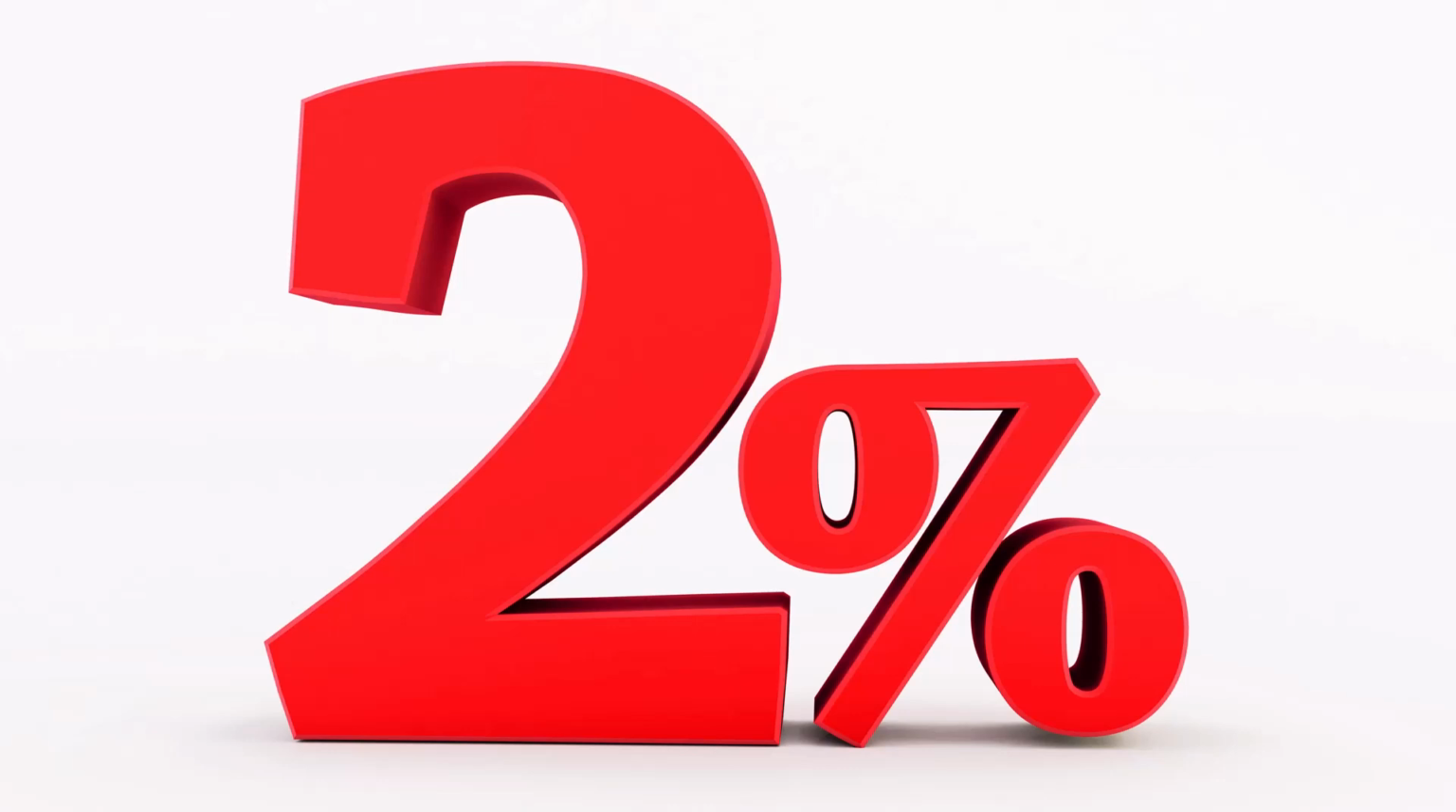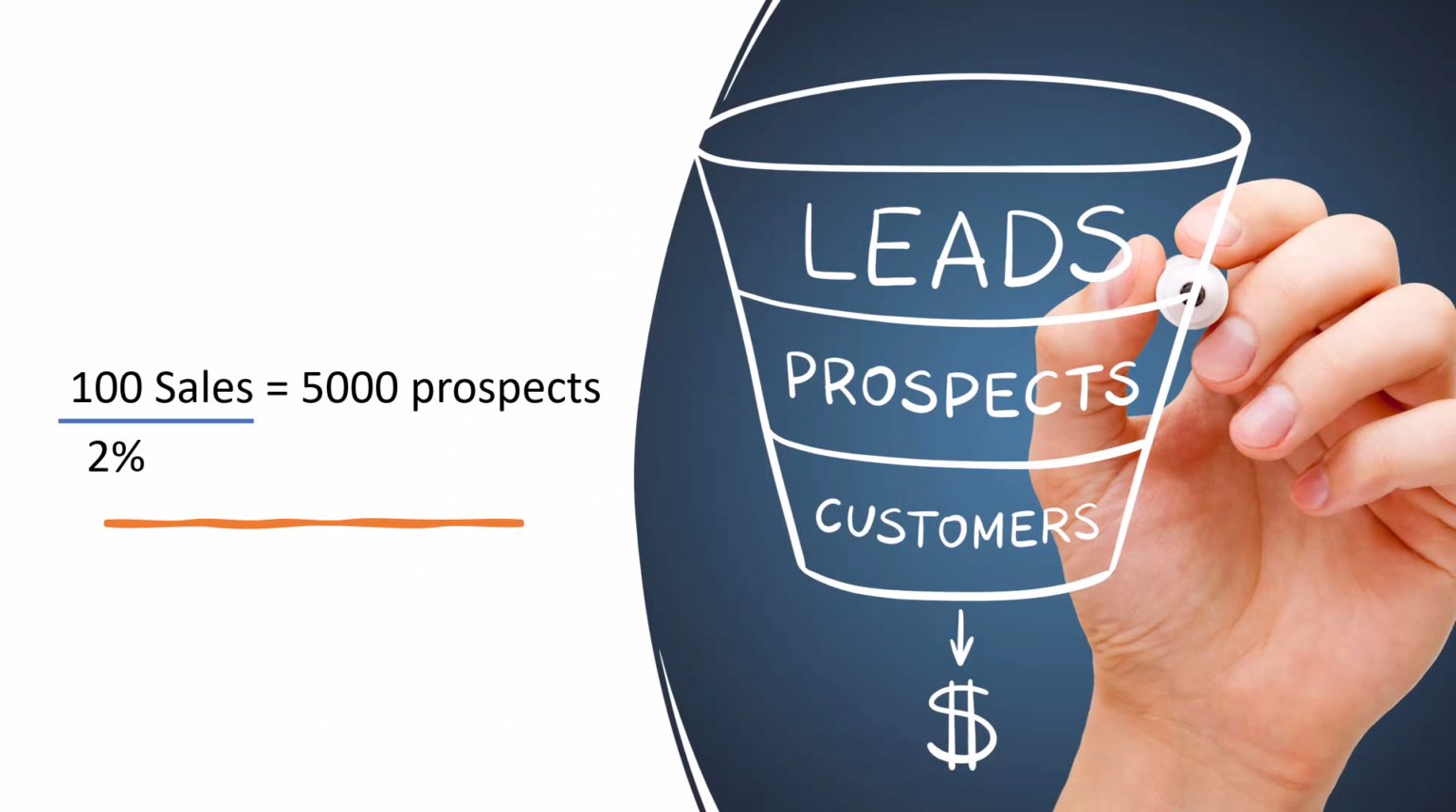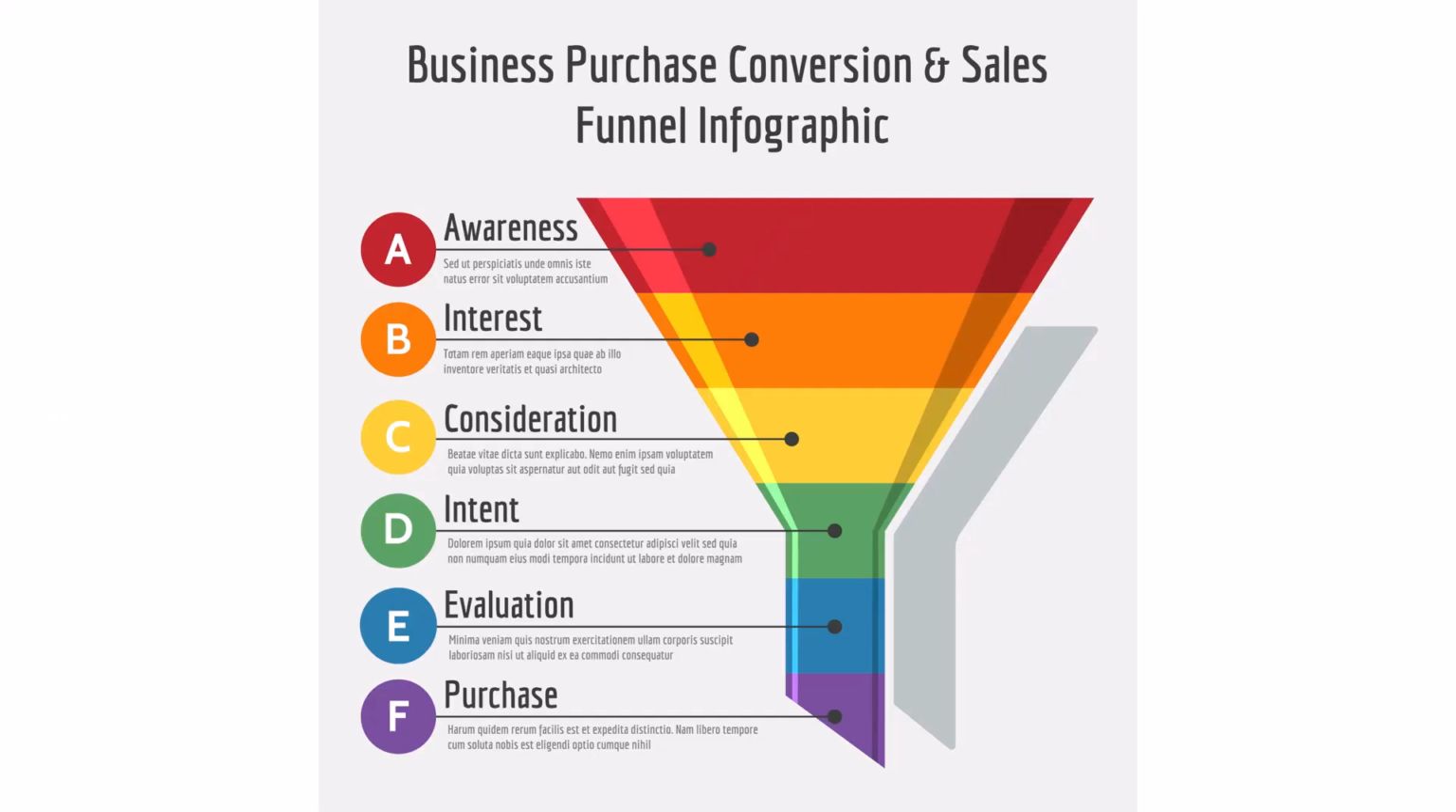You might be really lucky at times and get as high as 5%. But remember, I said lucky. Depending on your campaign, you might also get less than 2%. If you want 100 sales from a campaign based on 2% results, you will need about 5,000 prospects. Remember, there's a process into getting customers.